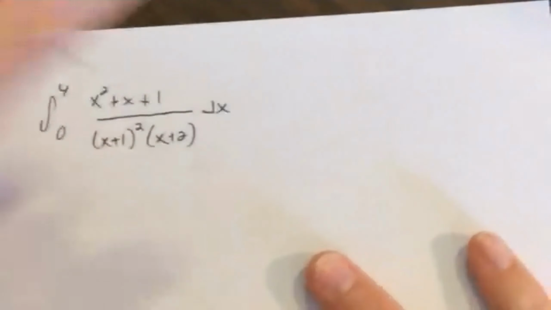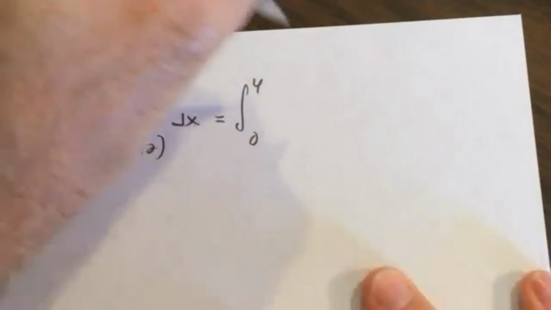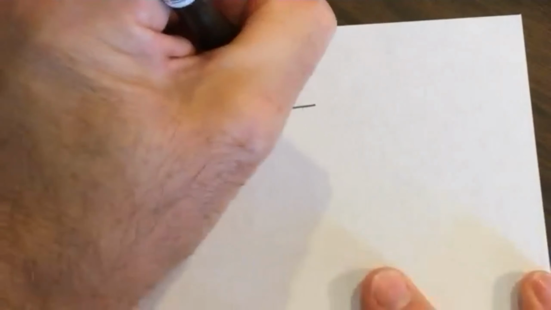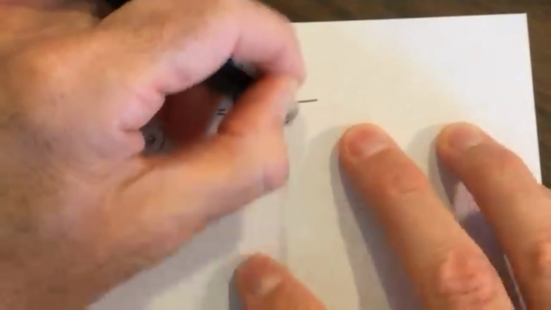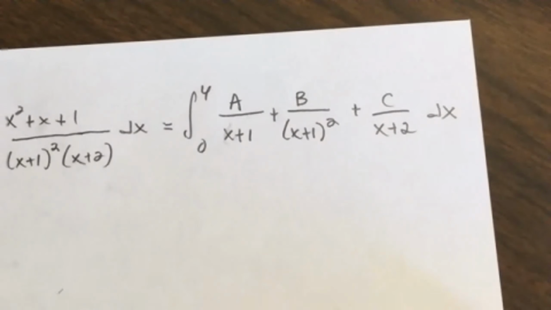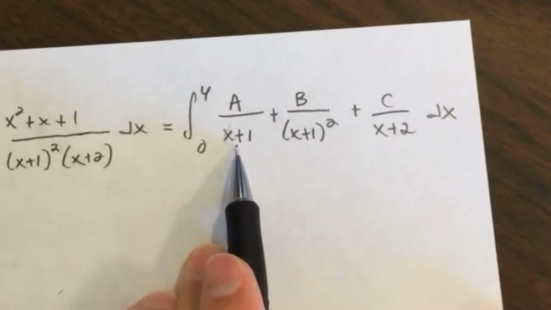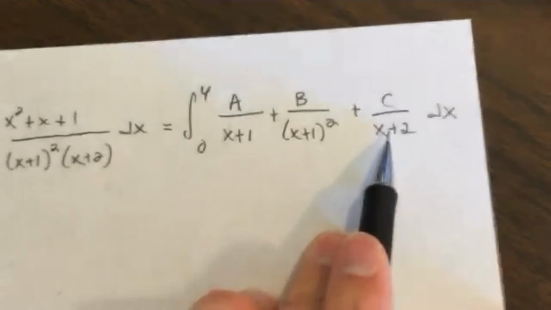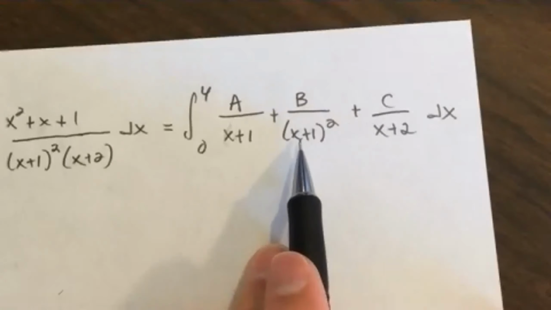Yeah, that's what I tried. Okay, so I would try the integral, right? You're going to plug in 0 to 4 at the end. You're going to get something over the x plus 1, something over the x plus 1 squared, and then something over the x plus 2. If you can find A, B, and C, then I'm thinking that we could do each one of these. This one would be a log, this one would be a log, and this one would be a power rule.